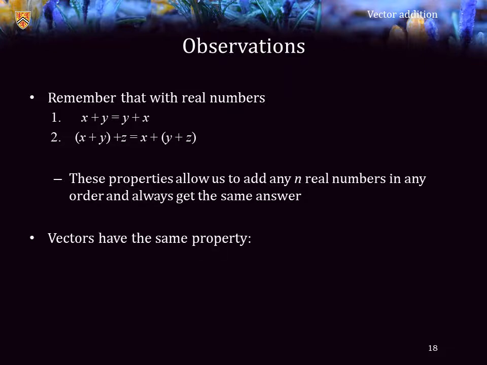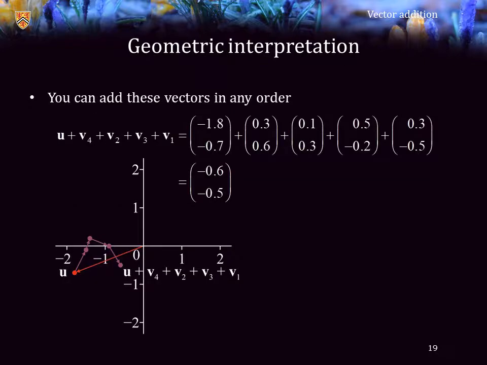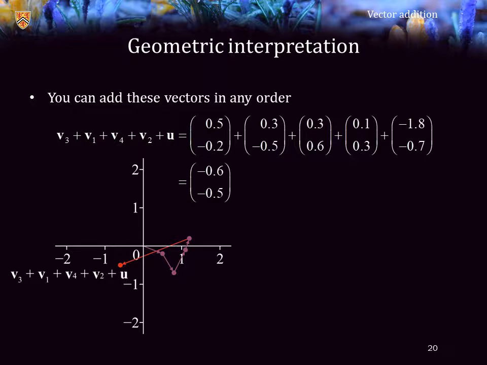Vectors have the exact same property. It doesn't matter how you add all of these vectors up, you're always going to get the same answer. It's always going to equal that final result. So, for the vectors we saw before, it doesn't matter if you add them v1, v2, v3, v4, or v4, v2, v3, v1, you end up in the same location. You don't even have to add u first. Here we've completely reordered them, but notice that the sum of the vectors always ends up in the exact same location.